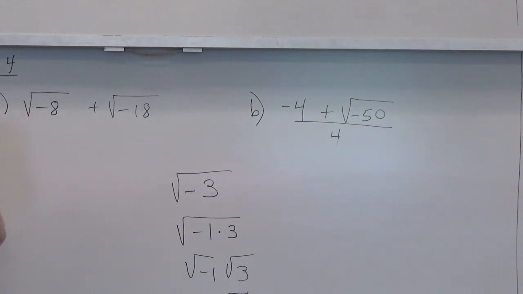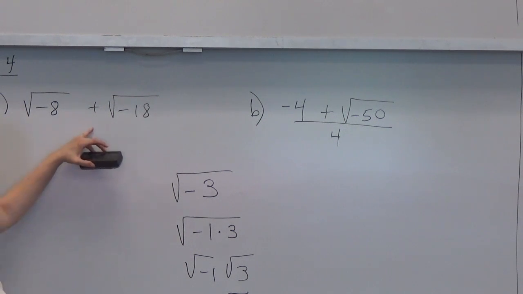So this allows us to go a little bit further with these types of problems. Let's take a look at example 4, part A. So square root of negative 8 plus square root of negative 18.